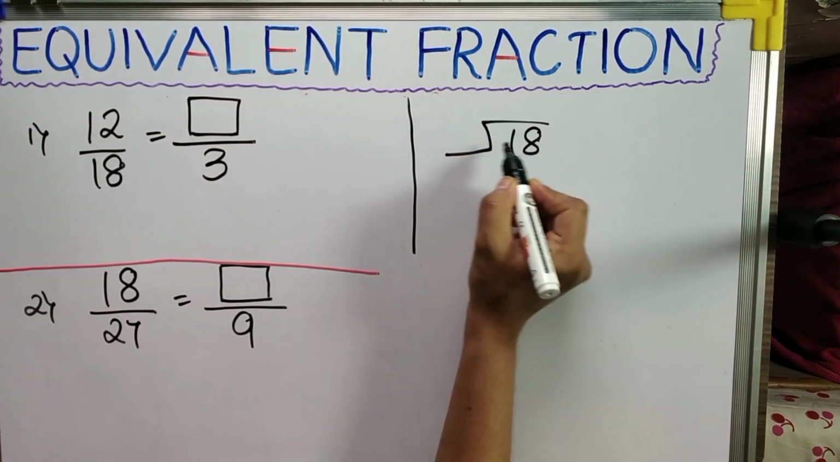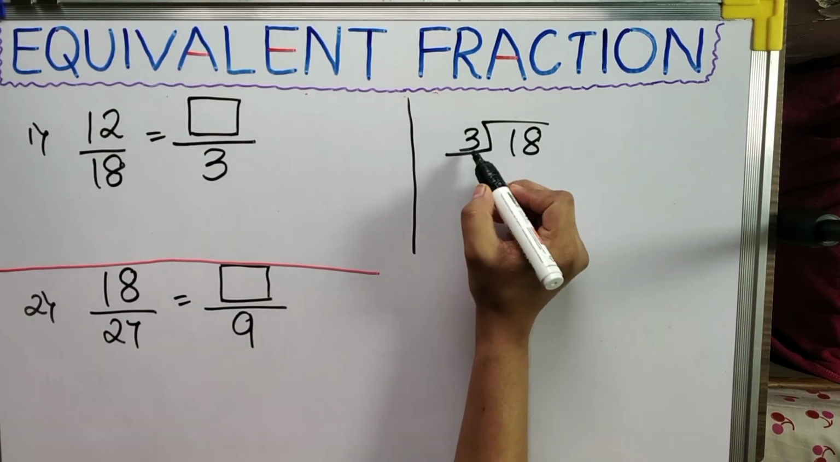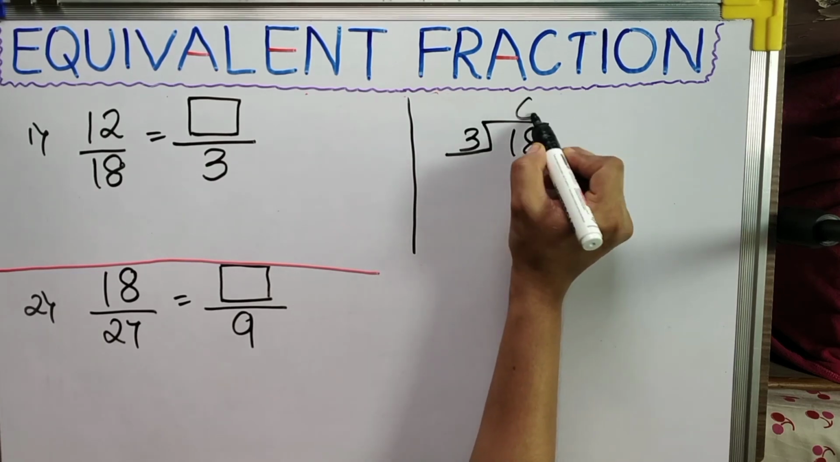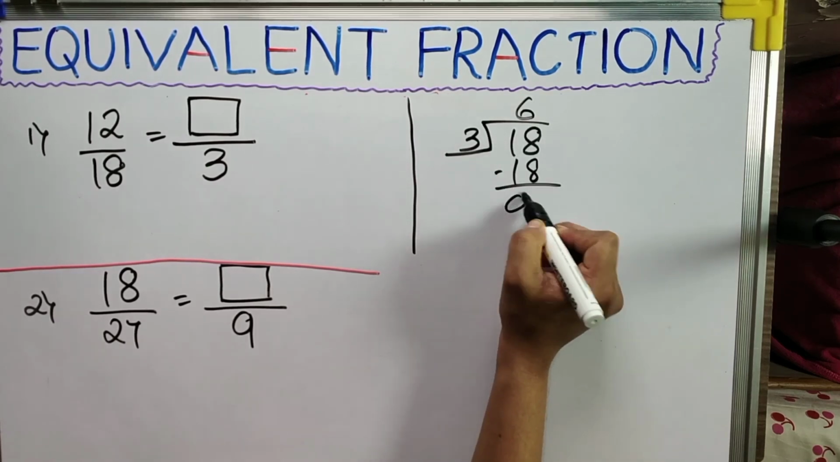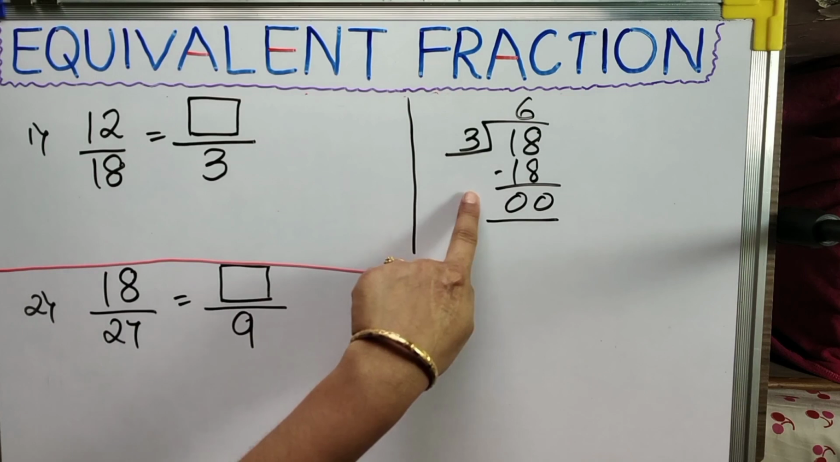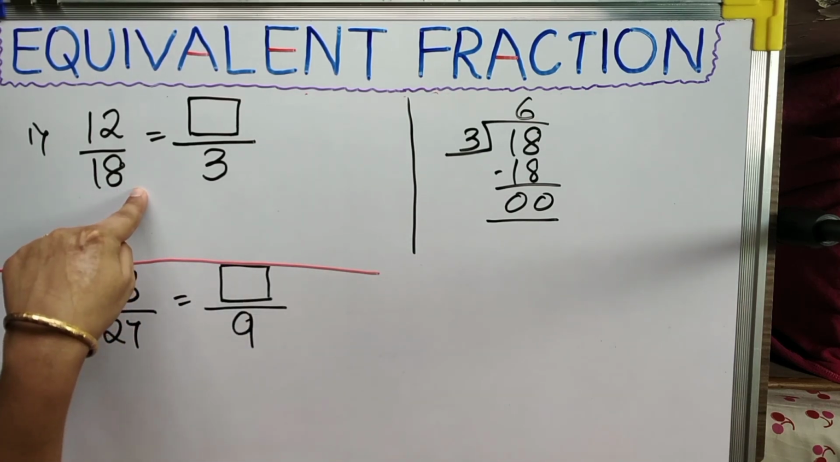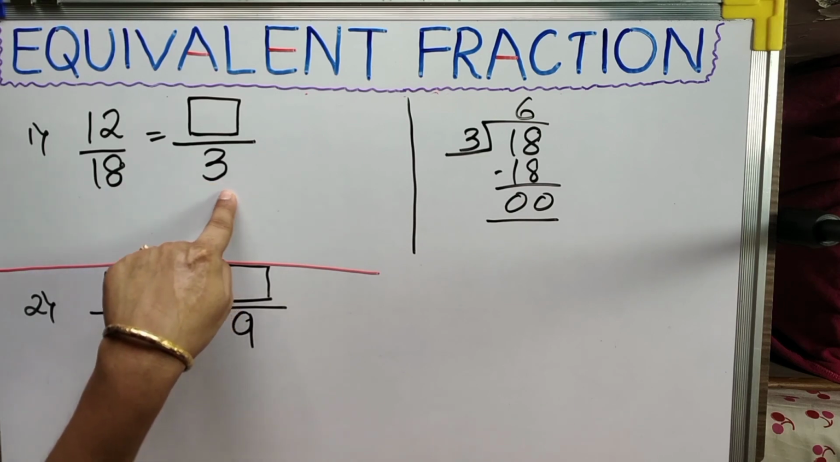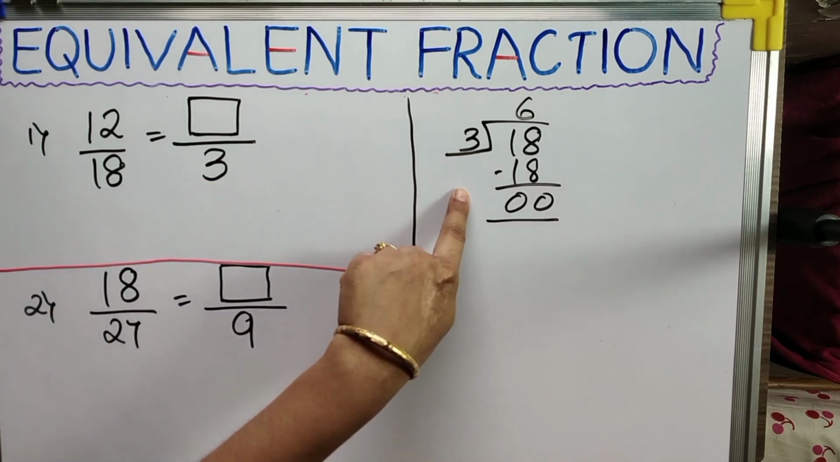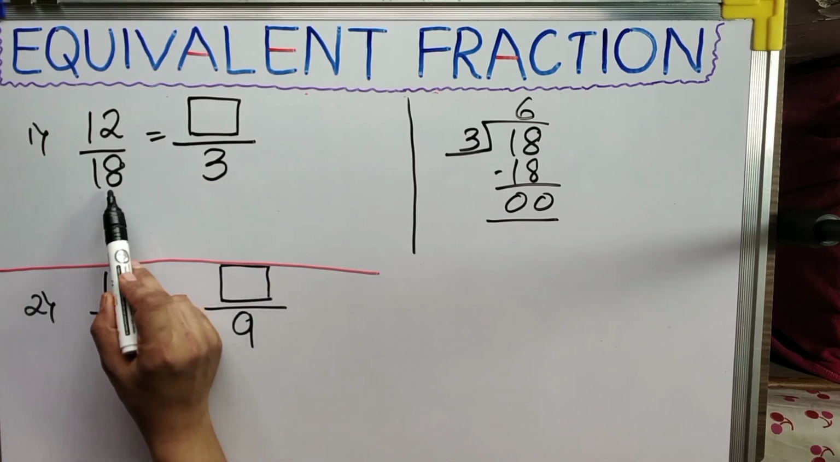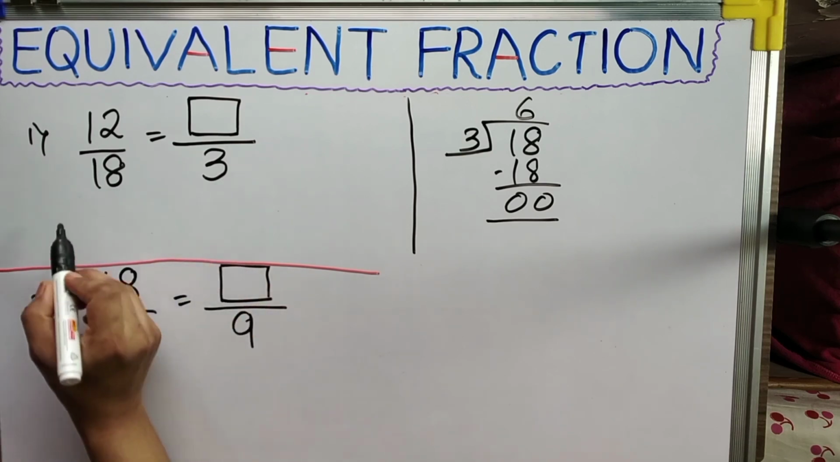Simply divide 18 by 3. So 3 6s are 18. This is an alternative way to find by which number we need to divide the denominator so that we get the desired number. So the next step would be we will make the denominator 3.